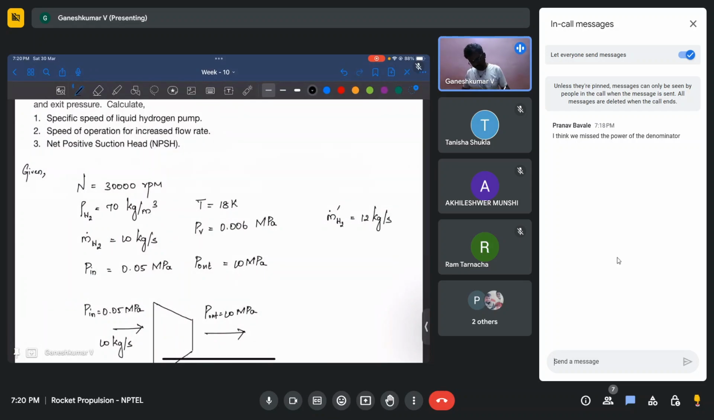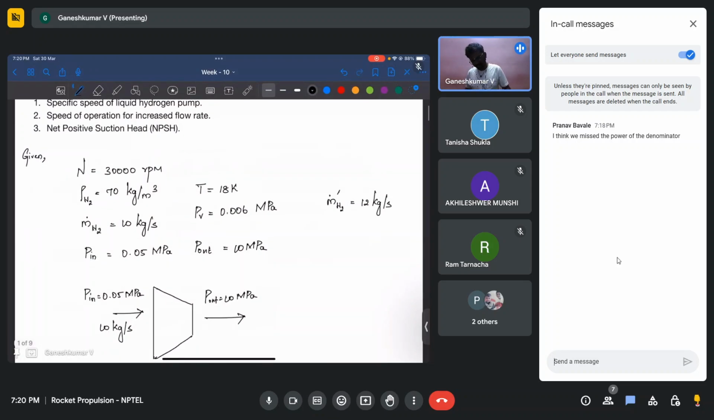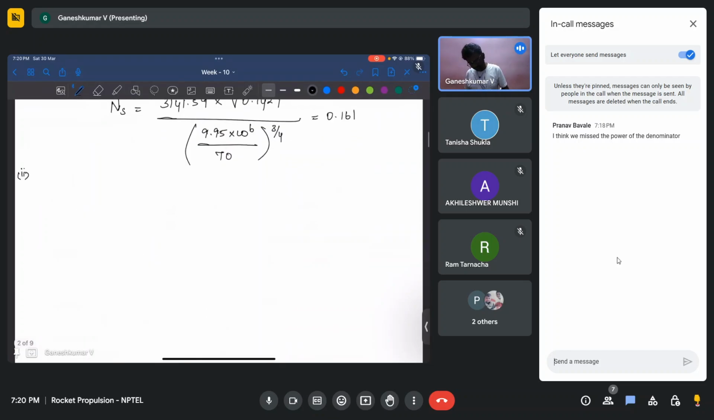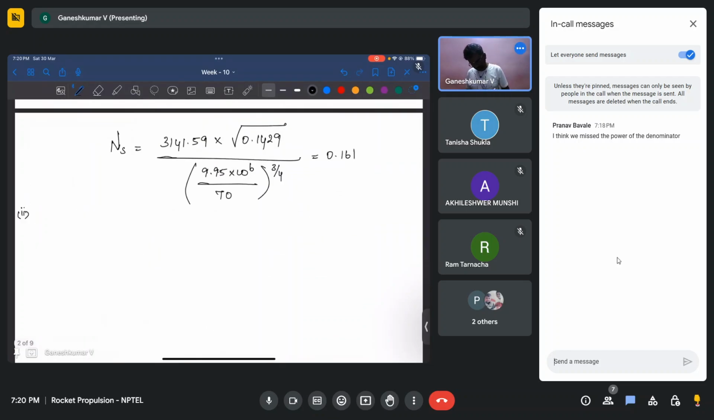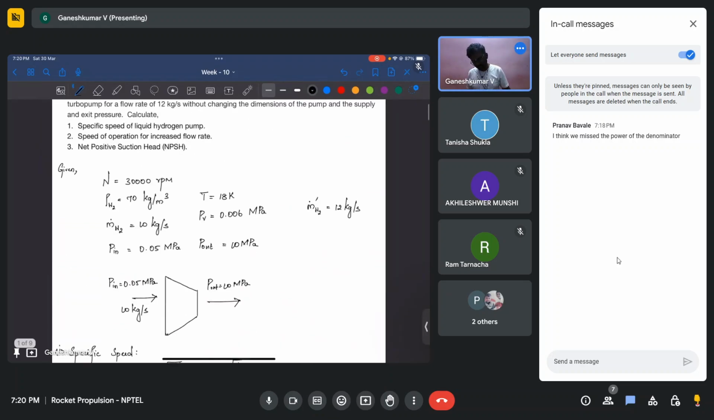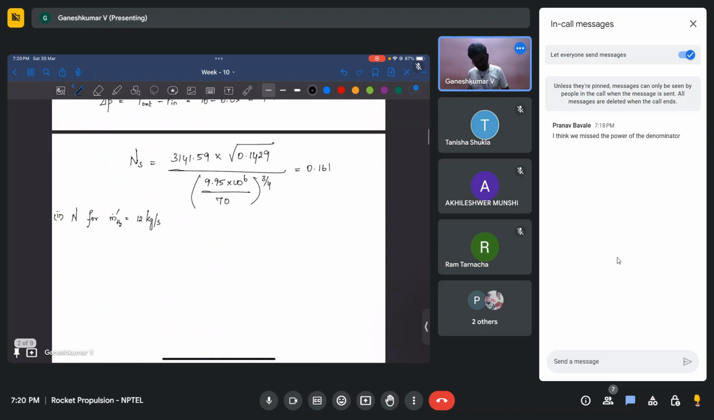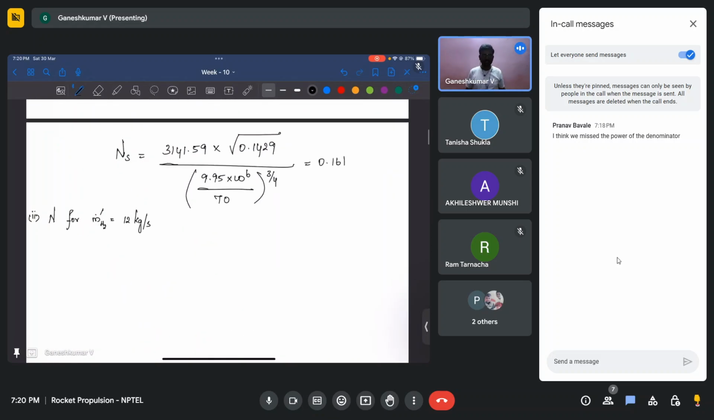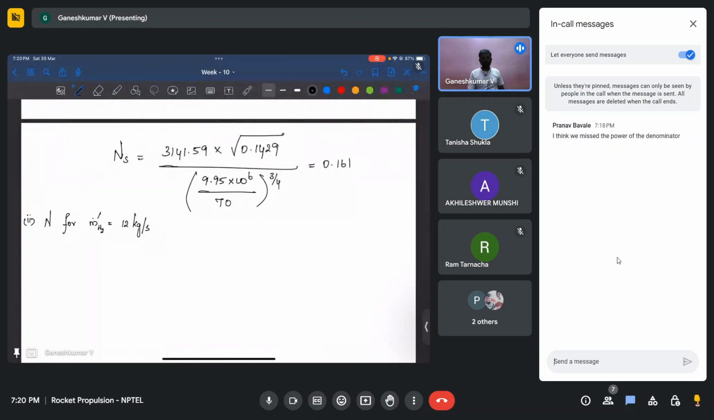So then the second question is to find the speed of operation for increased flow rate. So basically they are asking the speed N for m dot dash of H2, which is 12 kg per second. How do we find this N? They are not asking specific speed in the second question. They are asking the speed of operation, which means the rate at which the impeller is rotating. Basically, rotation speed, RPM.